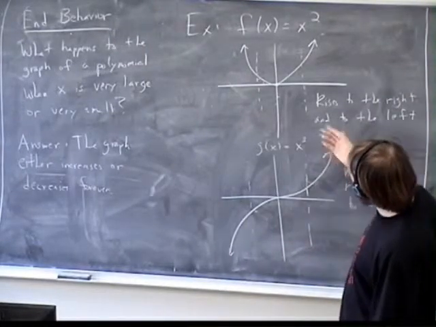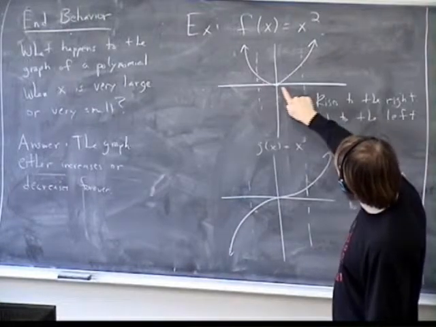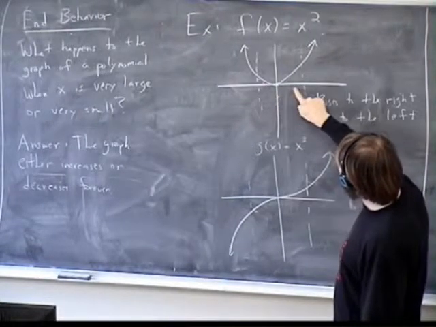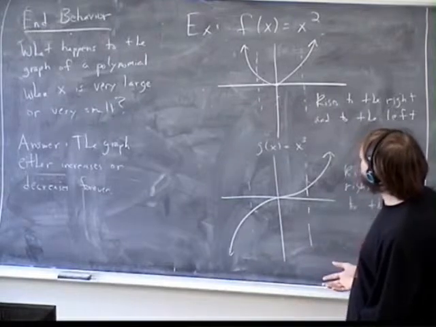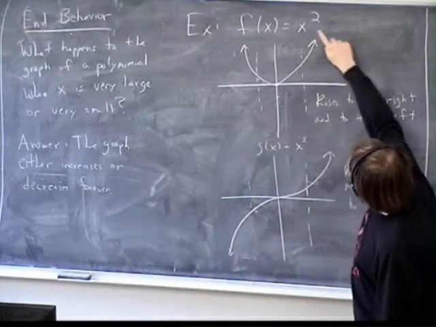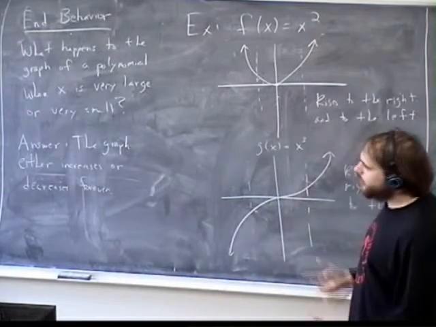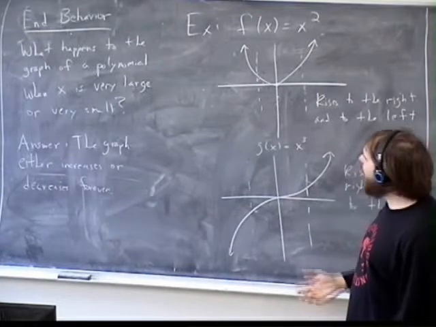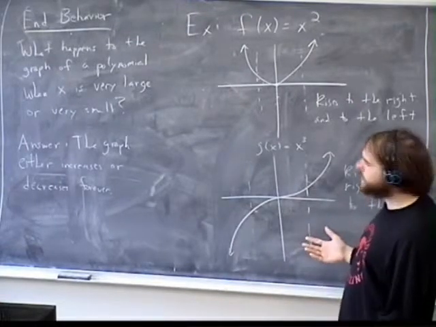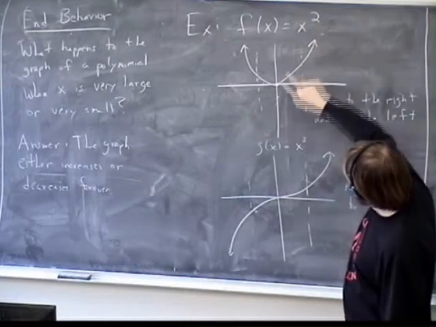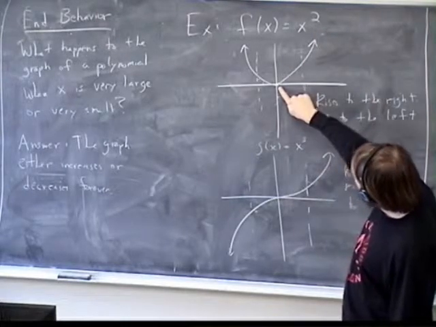In other words, we know polynomials might have a bunch of zeros, but they only have finitely many zeros. In other words, a quadratic function has at most 2 zeros. But what happens when we get far away from those zeros? In this case, we have f of x equals x squared. It has only 1 zero at the origin.